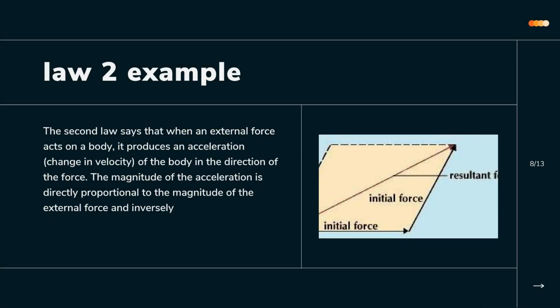Law 2 example. The second law says that when an external force acts on a body, it produces an acceleration, a change in velocity of the body, in the direction of the force. The magnitude of the acceleration is directly proportional to the magnitude of the external force and inversely proportional to the mass. And this is the picture that shows the example of the acceleration and force.